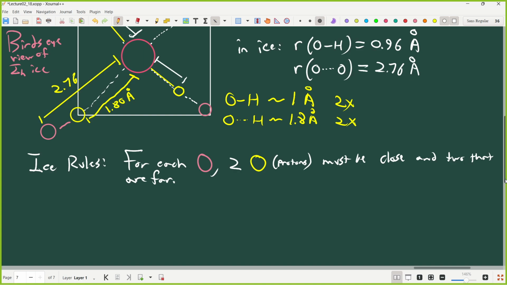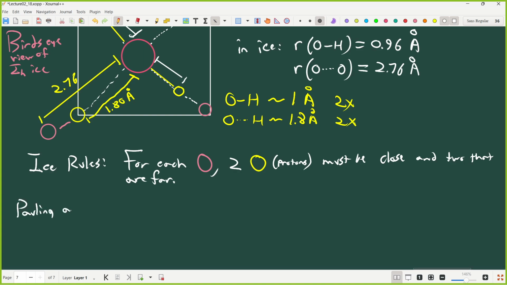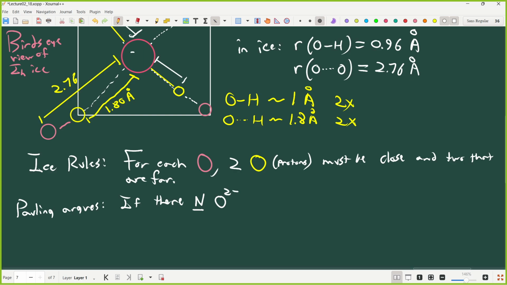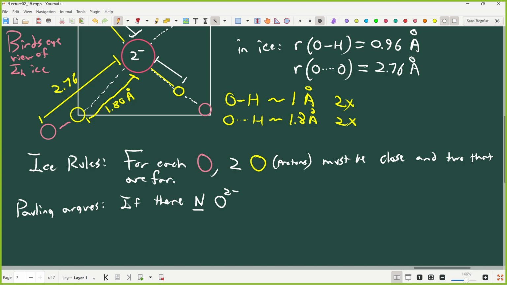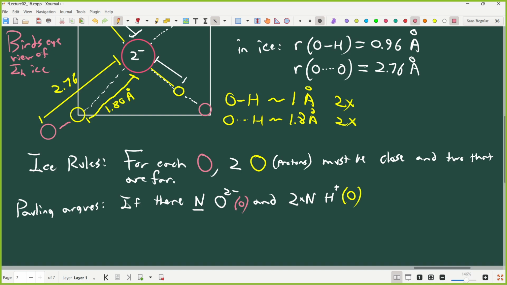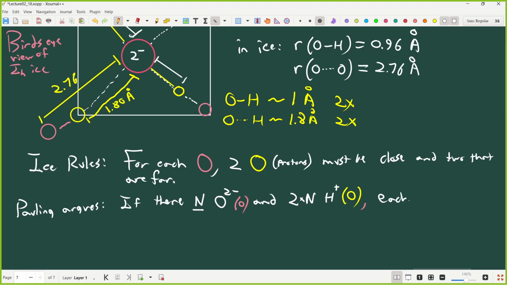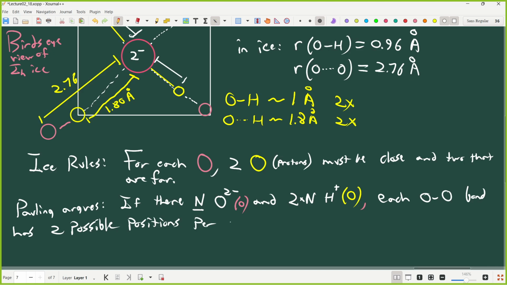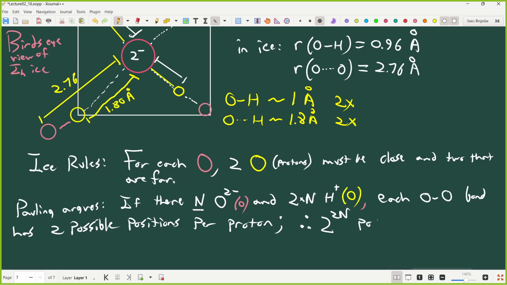And so what Pauling argues is this. If there are N, as in a number, oxygen atoms, an oxygen atom of a 2- charge, and 2 times N hydrogen atoms, which are the protons, and these are the oxygens. Each OO bond has 2 possible positions per proton. And therefore, there are 2 to the 2N possible configurations of the crystal.